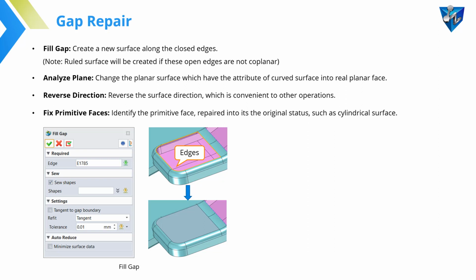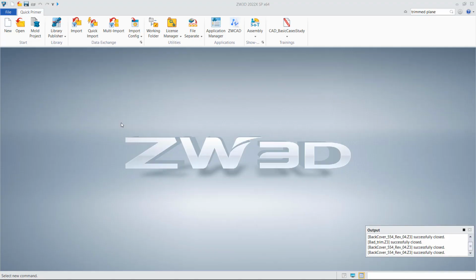Seventh, reverse direction. This is simple. After applying, it will reverse the surface direction. Last, fix primitive faces. With this function, it will identify the primitive face and repair it into its original status, such as a cylindrical surface.